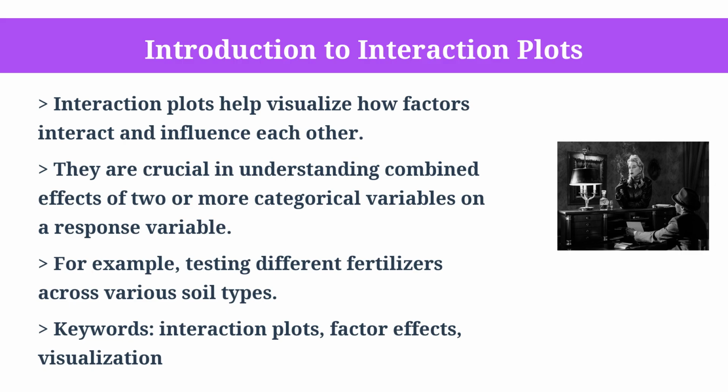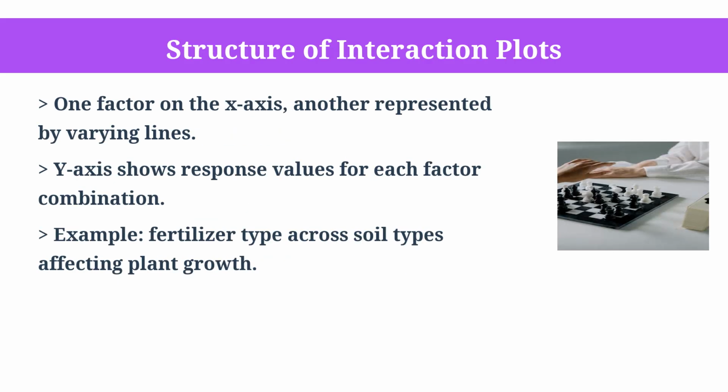An interaction plot typically has one factor on the x-axis and another factor represented through lines of varying colors or styles. The y-axis shows the response values for each combination of factors. For example, if we're testing different types of fertilizer (factor A) across various soil types (factor B), our interaction plot would visually demonstrate how these two factors work together to affect plant growth.